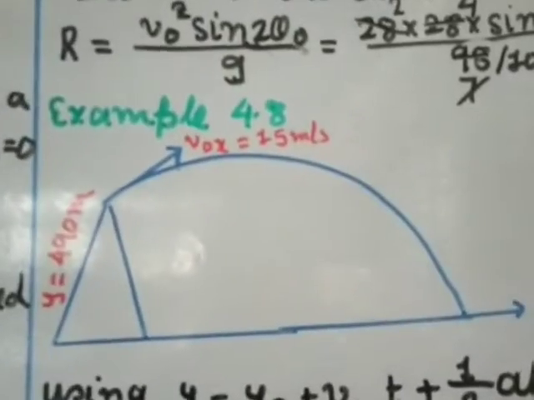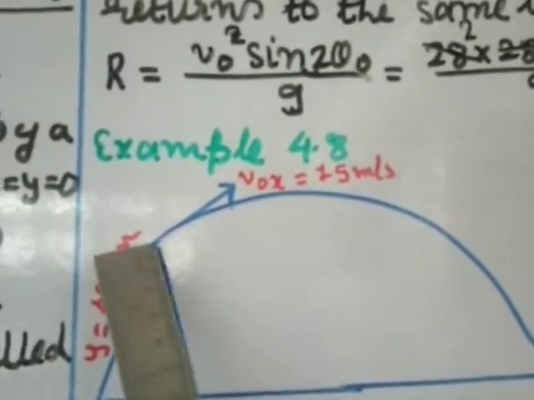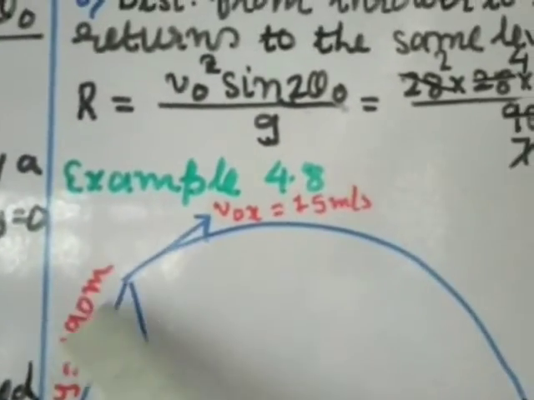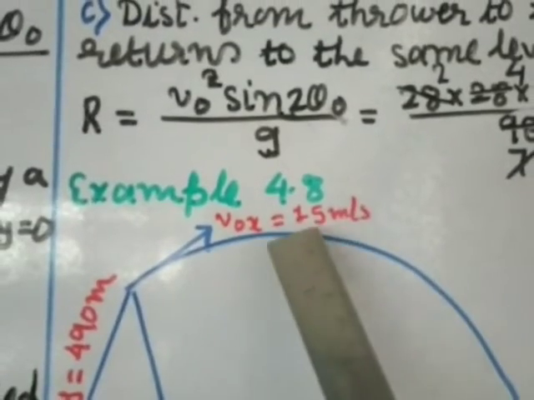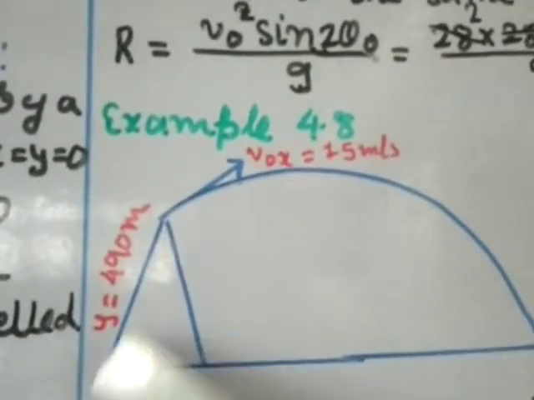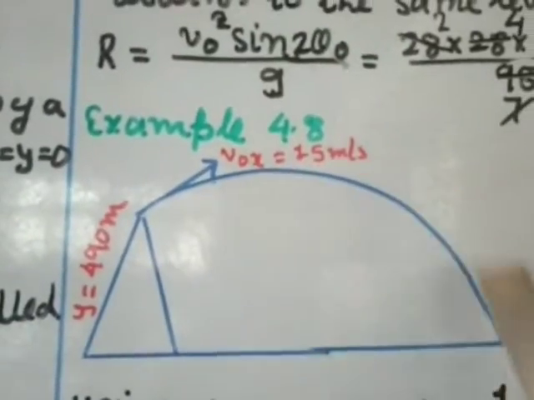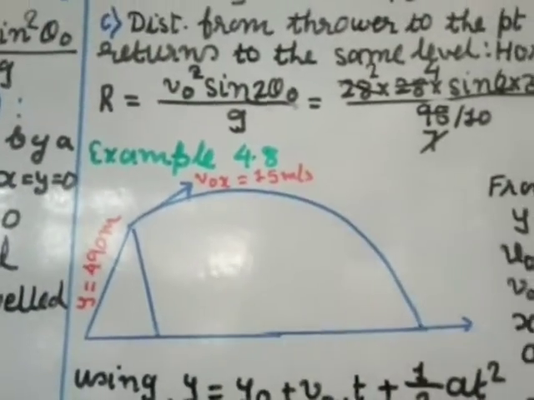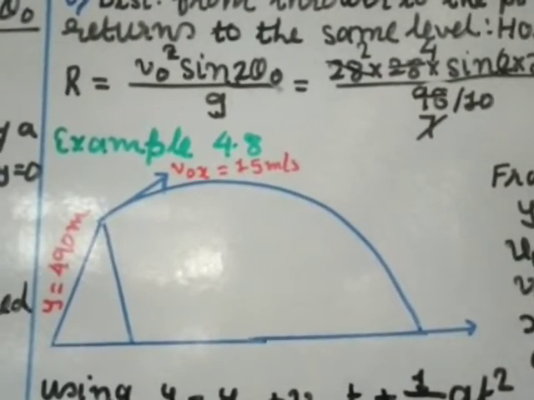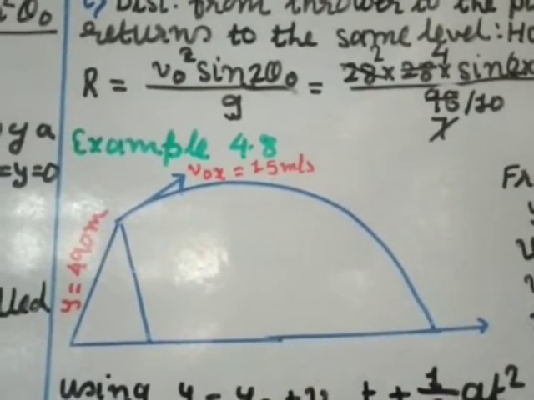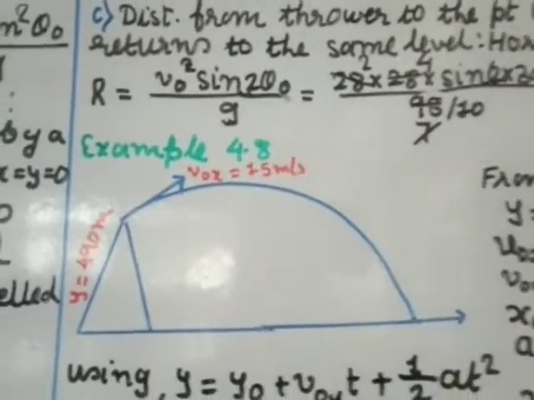I have just drawn the scenario. This is a cliff, the hiker is here and is throwing a stone from here with the velocity 15 meter per second, and the height of this cliff is 490 meter. Okay, and when it is thrown, it falls down to the ground. So we have to find the speed at which it touches the ground, and how much time it takes to come down. Two things they have asked.